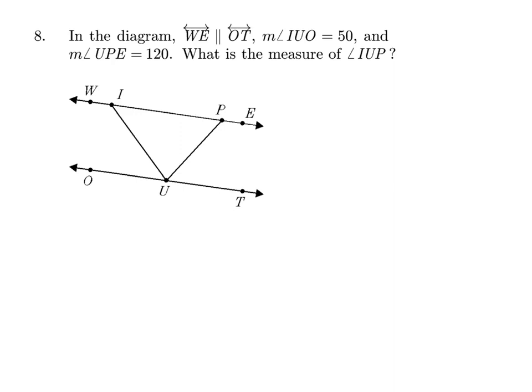All right, they tell us that these lines are parallel, so I'll put arrowheads on the line to indicate that they're parallel. Okay, and it says IUO is 50, and UPE is 120. I have to figure out the measure of IUP. So this angle measure here. Well, these two angles here are consecutive interior angles, so they have to add up to 180. So this is 60. All right, and all three angles combined here form a straight angle.